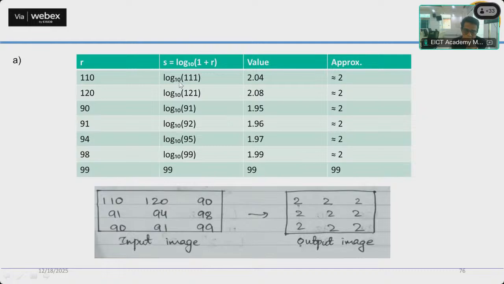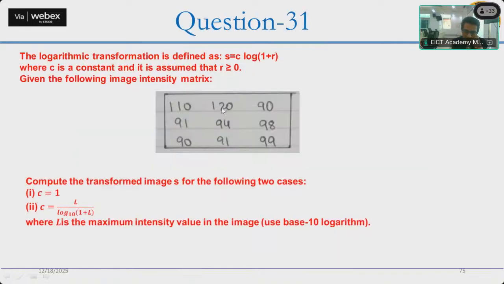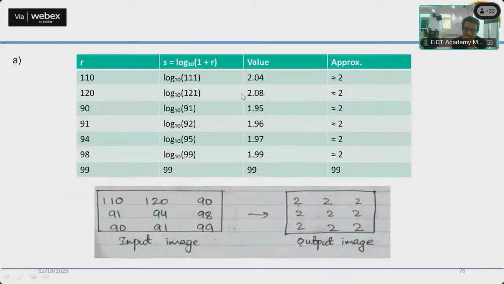When you calculate log of 10, it will come 2.0. Log 10, if you go to the last value, 120, it is 120 plus 1. It is 121, right? If you go to the last value, 90 plus 1, it is 91. It is 91 plus 1 here. It will be 92. So in this way, this is basically what we have made the table: on the R part, it is the initial pixel intensity value. On the right hand side, it is the transformed pixel value. Here we have written it.